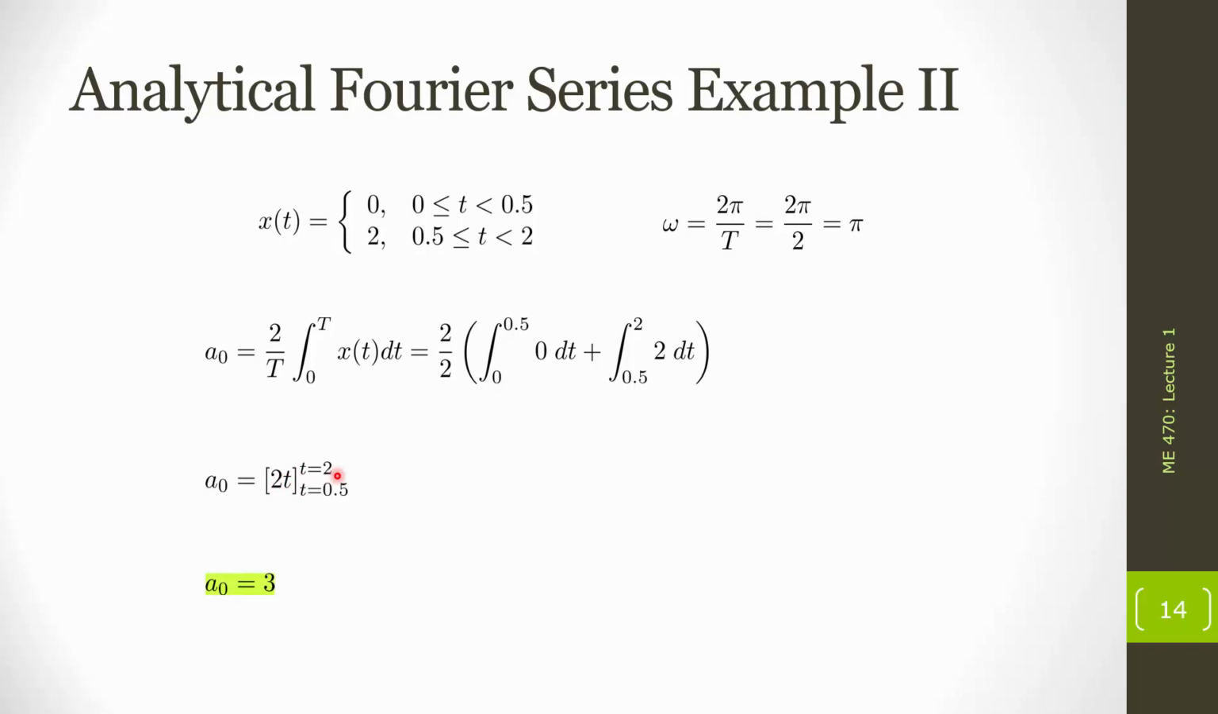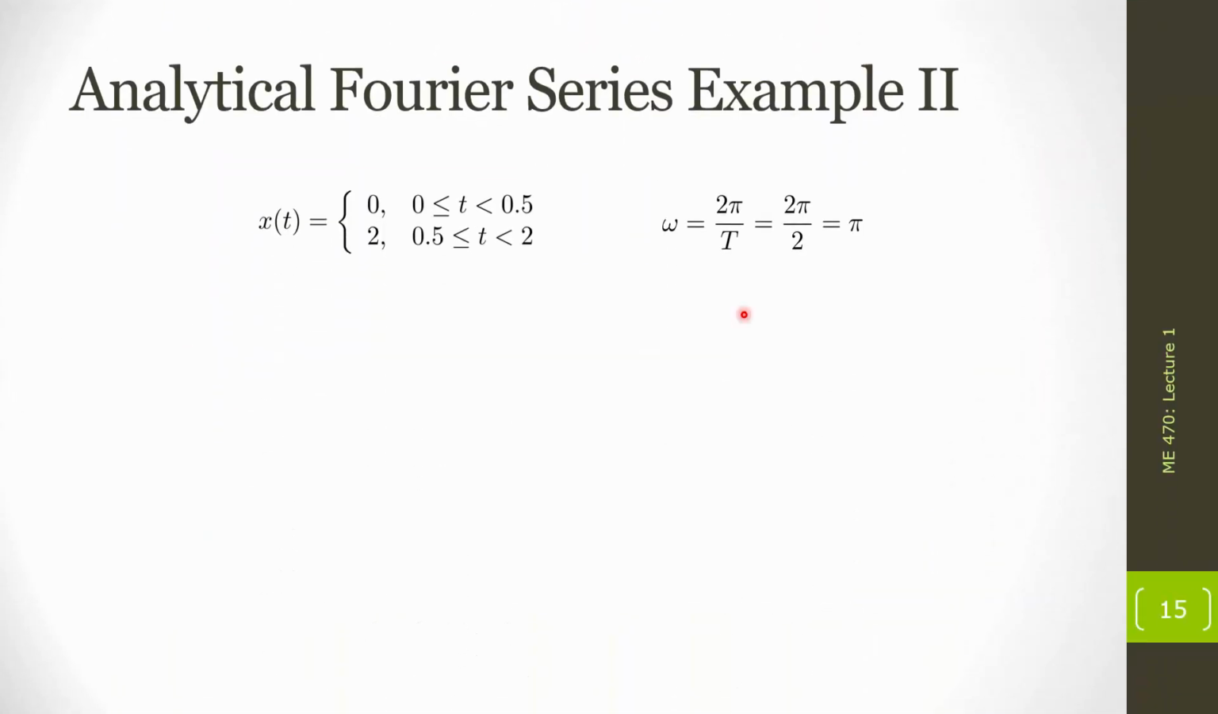So going through the integration steps, we get the constant value for our a naught term is just 3. Now we can proceed and find the an and then the bn. And we're going to use the same idea that if we have a piecewise function, we are able to split the interval of our integrals to aid us in doing the integration.